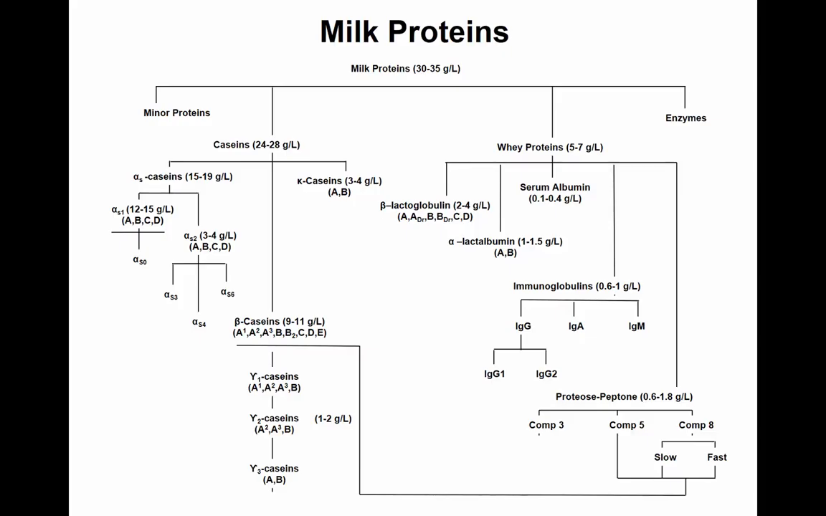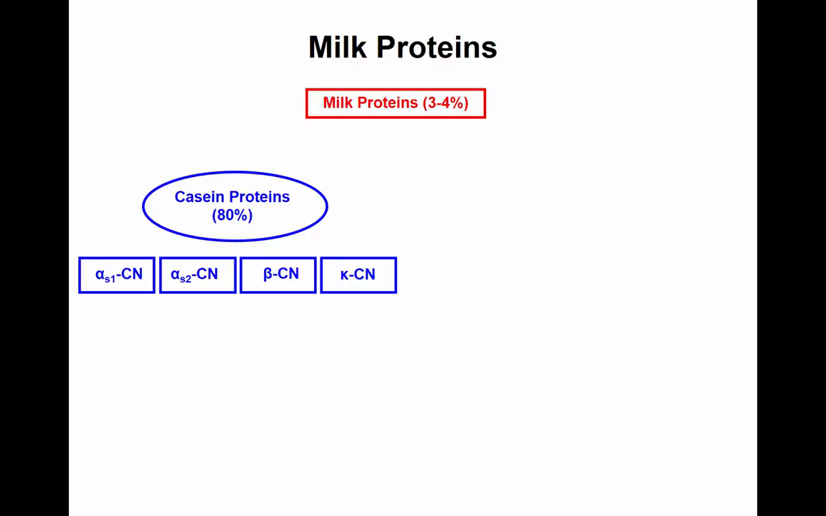So the beta casein is broken. Part of it is hydrophobic. Part of it is hydrophilic. The hydrophilic remains with the whey when the whey is separated from the casein, and the hydrophobic remains with the casein fraction. So that protease peptone right here is a fragment of the beta casein that got hydrolyzed by plasmin.